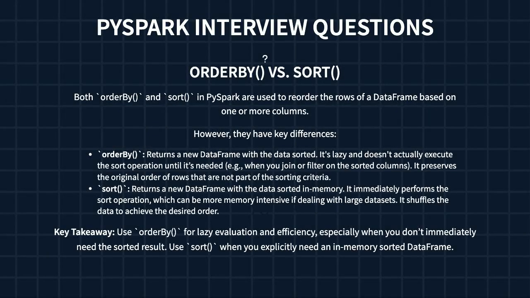Okay, let's talk about order by versus sort in PySpark. Both are used to arrange your data, but they work a bit differently. Think of order by as a suggestion. It tells Spark that you want the data sorted, but it doesn't actually do the sorting until you really need it, like when you join or filter on those columns. Sort is more direct. It immediately goes out and sorts the entire data frame in memory. Because of that immediate sorting, sort can use up a lot more memory, so generally, order by is the preferred method for better performance and efficiency, particularly with large data sets.